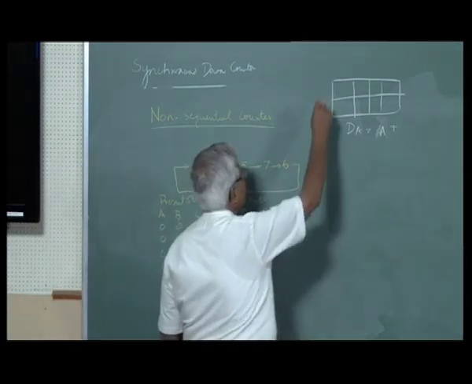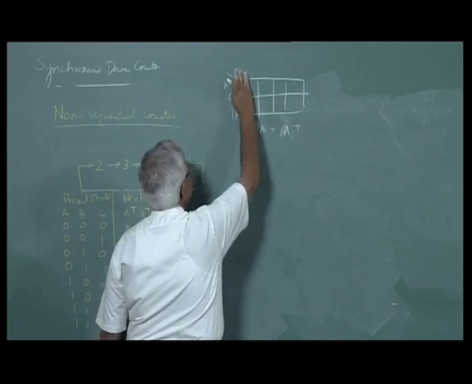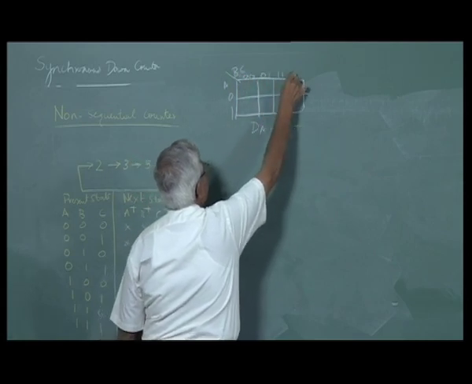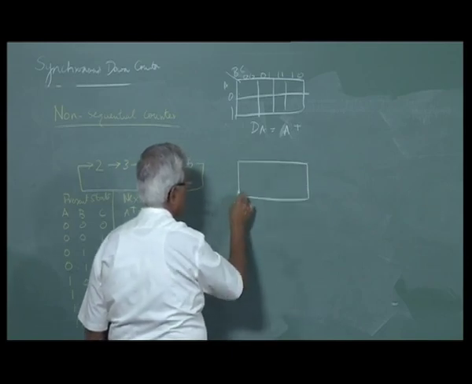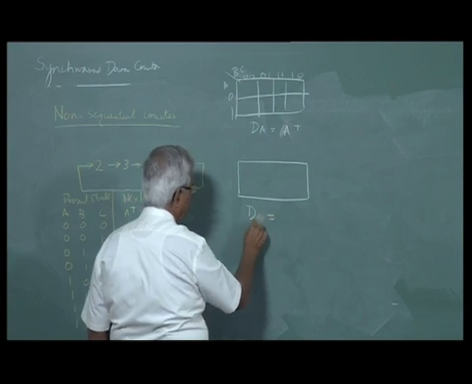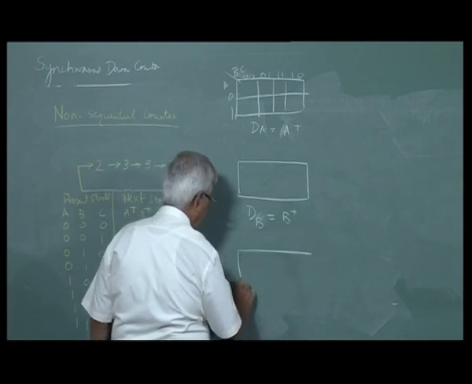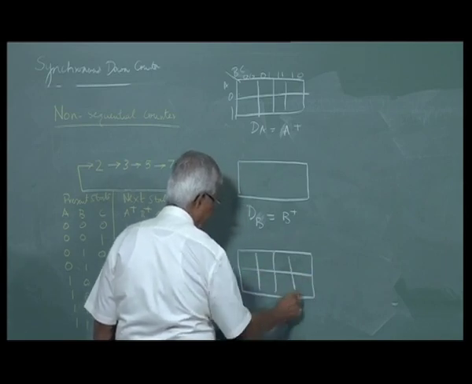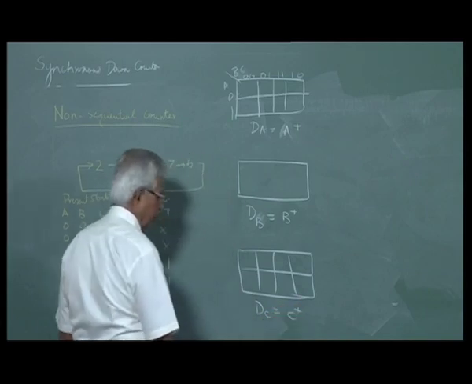So, again I make it 0 0 0, then DB will be the inputs I need to give to flip flop B in order to get the next B plus state, and DC will be the inputs I need to give to C flip flop, D of the C flip flop, so that the next state will be what is required for C plus.